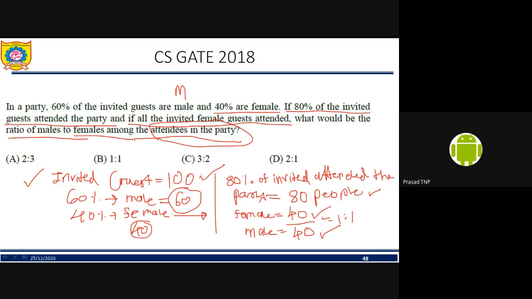2018. Okay, so what we have done is, initially we have assumed the total invited guests are 100 because this is given in percentage, so always try to assume the things in 100. Then 60% male were invited, so 60 male are invited and 40 female are invited. Next is 80% of invited attended the party, means 80 people attended the party. In that all invited female attended the party, means 40 female were invited. So here in the party 40 female are present.